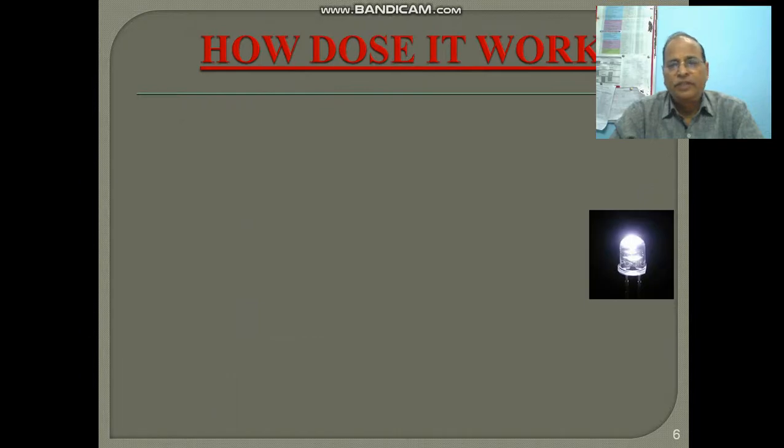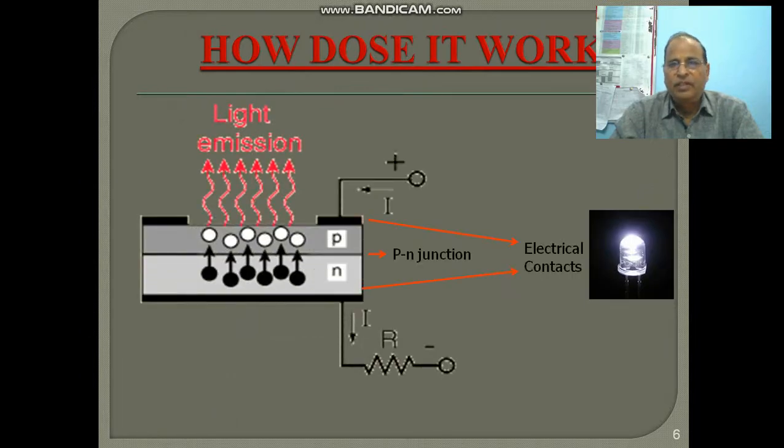How does it work? This is the general diagram available. So there are supply points, positive and negative, with a resistance in series. The LED is put there inside with the P and N points, and it is giving the light emission.